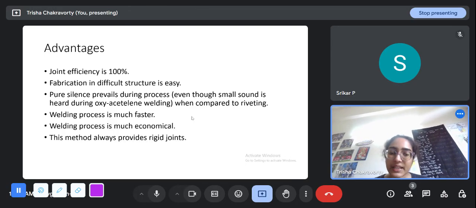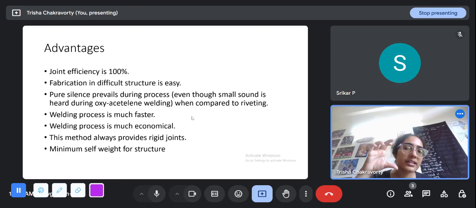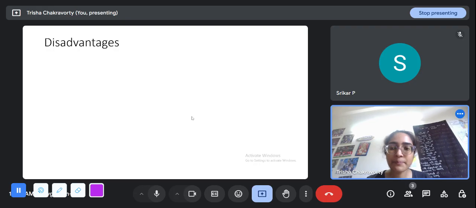This is important. And the method always provides rigid joints, with minimum self weight for the structure, because bolts will have their own self weight because they are a proper separate entity, but a weld is just a bit of molten material.